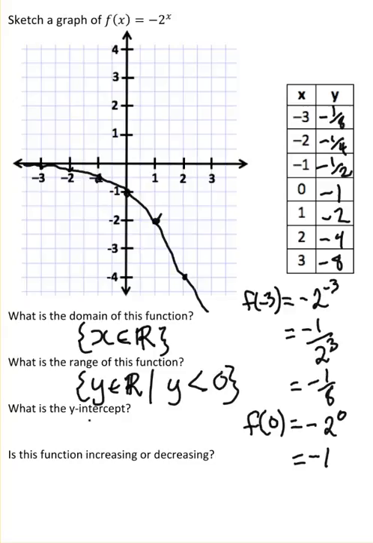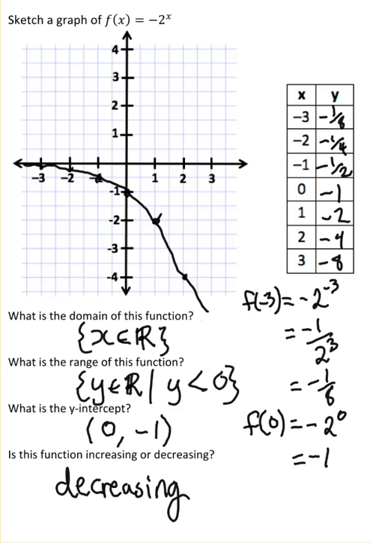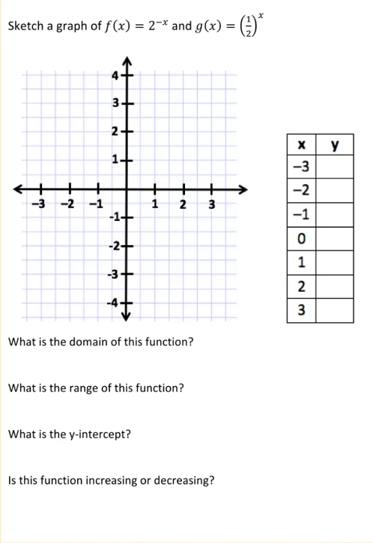The y-intercept has also changed. So when x equals 0, the y value is now negative 1. And you can see this function now has a negative slope the entire time, right? This is decreasing the whole time. So the slope has become negative. All right, let's look at another one.